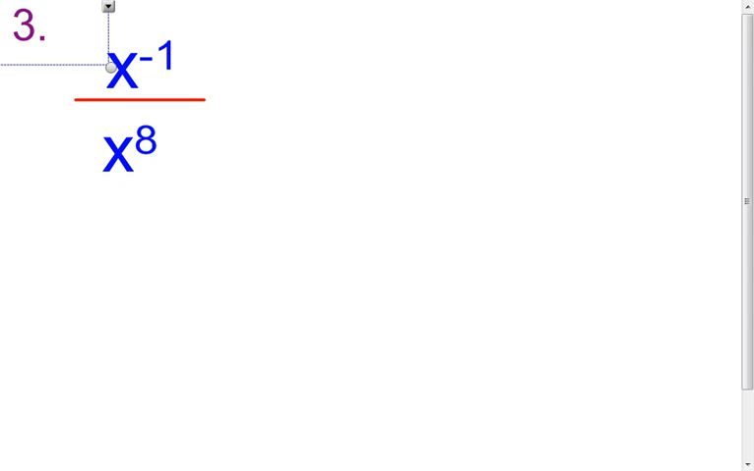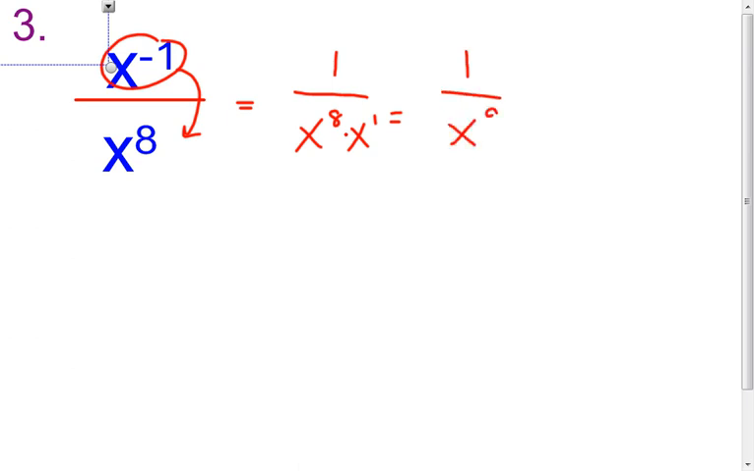Okay. Here, because this is a negative exponent, it does need to come down. And so I have 1 over x to the 8th times x to the 1st, which then you add those two bottom exponents, and it becomes 1 over x to the 9th. Okay, some of you will do it that way. Others of you will do it where you subtract the exponents.